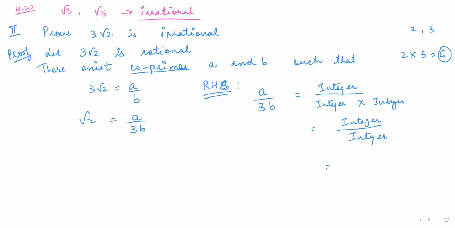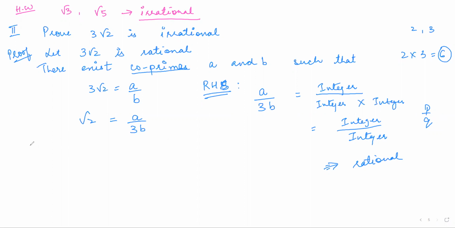And what is integer upon integer? I mean, it is rational. Clear? You can say that your RHS is rational, like p by q, where p and q both are integers. So your RHS is actually rational here, and we already know that under root 2 is irrational. So this contradicts the fact.